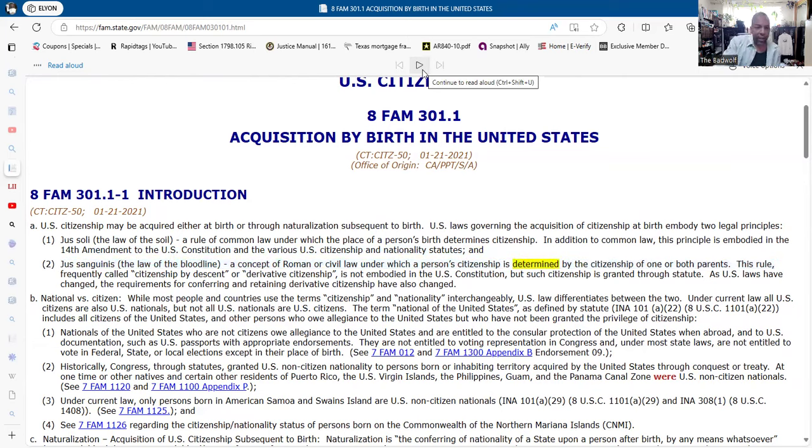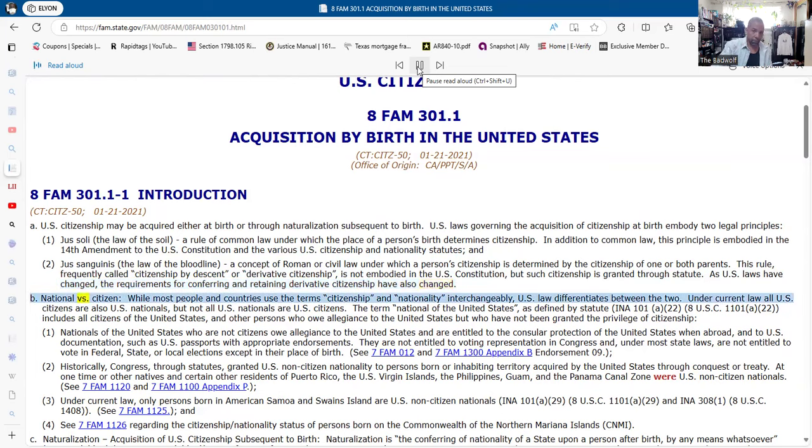determined. Once again, you got this Roman Latin language in here: jus soli, law of the soil, common law, based in the Constitution, and then a right by your bloodline. Once again, talking about Roman law, but we're in America, and yet we're still using things based on other laws from other lands. But let's keep going. Determined by the citizenship of one or both parents. This rule, frequently called citizenship by descent or derivative citizenship, is not embodied in the U.S. Constitution, but such citizenship is granted through statute. As U.S. laws have changed, the requirements for conferring and retaining derivative citizenship have also changed.